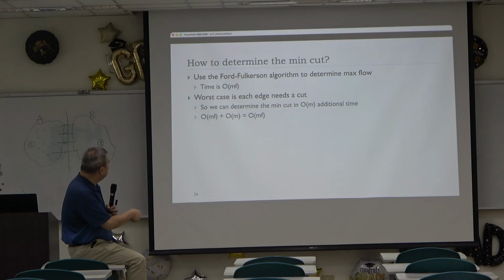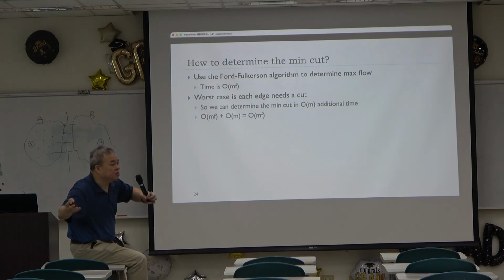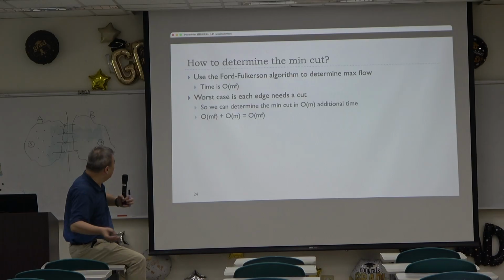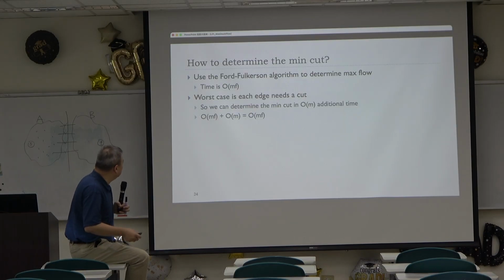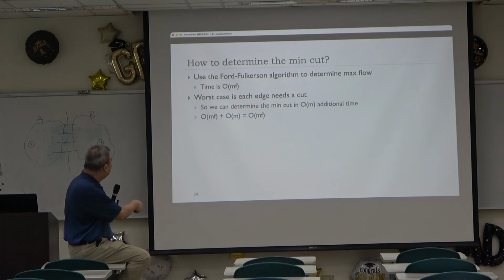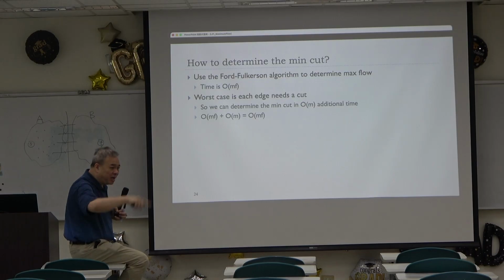So you use Ford-Fulkerson or Edmonds-Karp or whatever to determine the maximum flow first. It takes some time, depending on what algorithm you use, obviously. Ford-Fulkerson is a little bit slow because you can see that the time complexity is O(N times F), where F stands for the size of the maximum flow. That is something that we don't like. But anyway, let's assume we use Ford-Fulkerson.